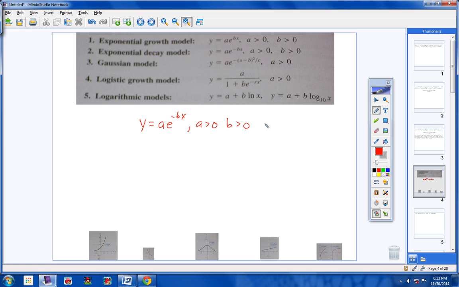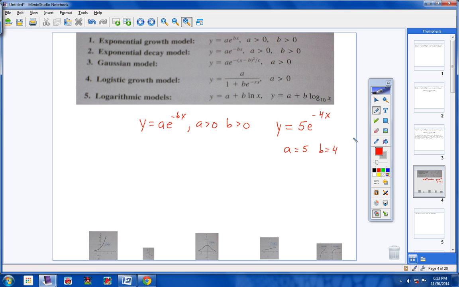Okay, students, so here we go. Here's your example. An example of an exponential decay equation would be y equals 5e to the negative 4x. So a would be what? 5, and b would be what? Not negative 4. B would be positive 4, okay?